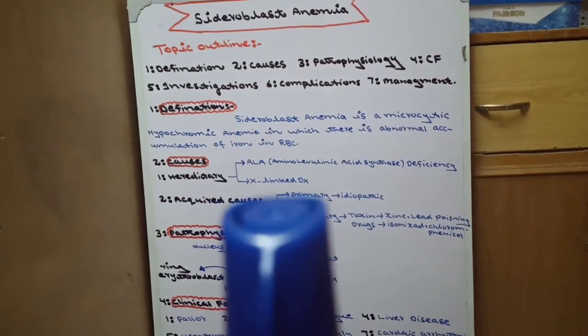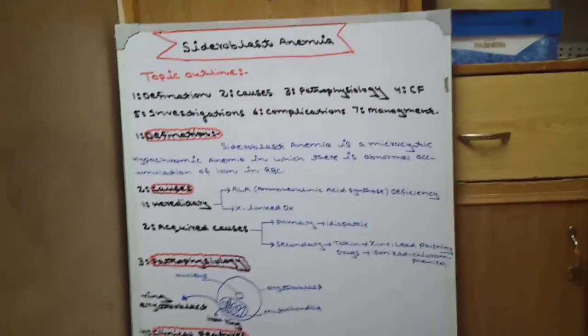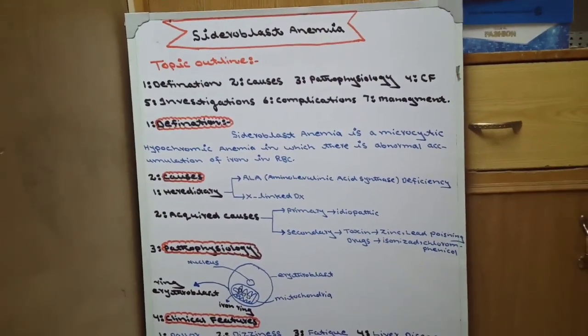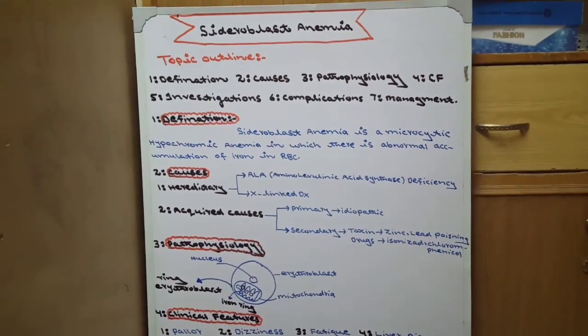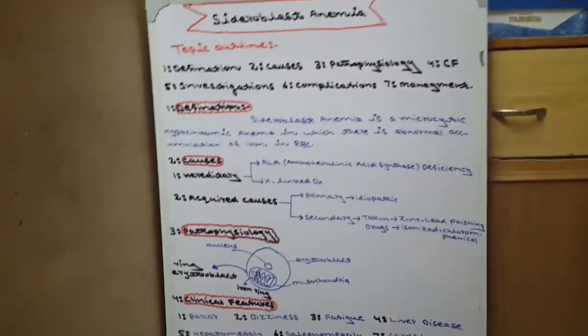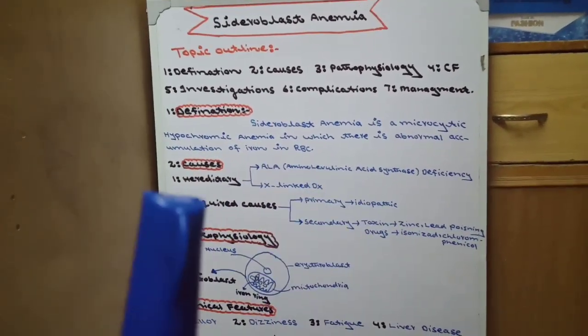Number two in hereditary is X-linked disease. Because Sideroblast anemia is also an X-linked disease, meaning an X-linked trait which transfers from parents to offspring. These are the two causes which come in hereditary.